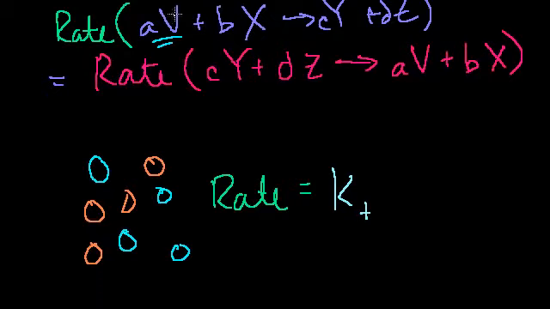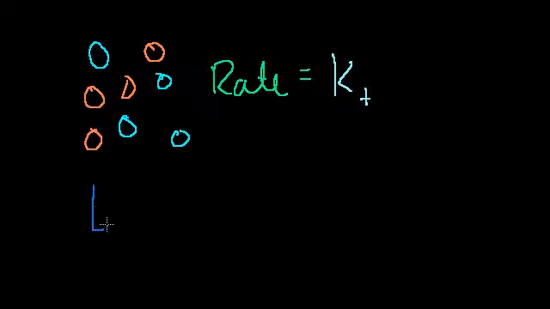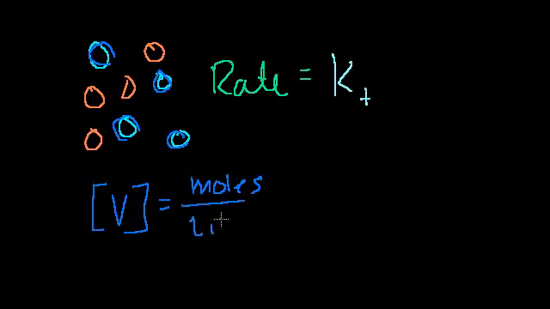We have to have A molecules of V there and B molecules of X. So what's the probability of having A molecules of X, or what's a rough approximation of the probability? Well, the concentration, right? Let's think about this for a second. When we write the concentration of the molecule V, which I think when I did this was the blue one right here, what is that given in? That is given in moles per liter.